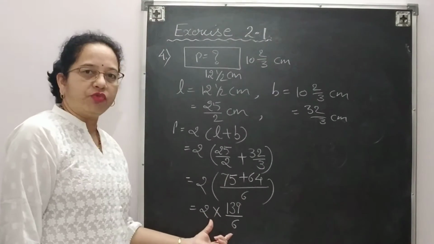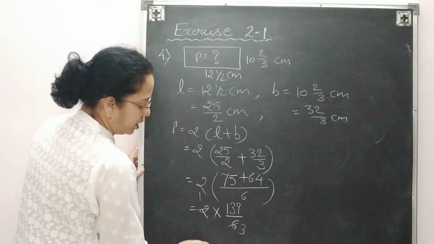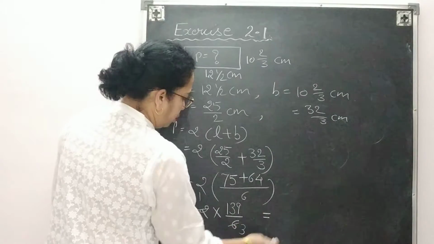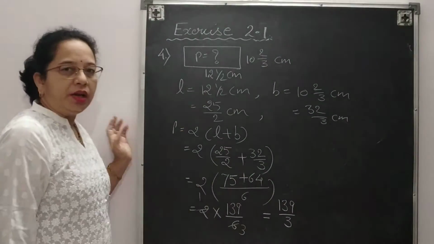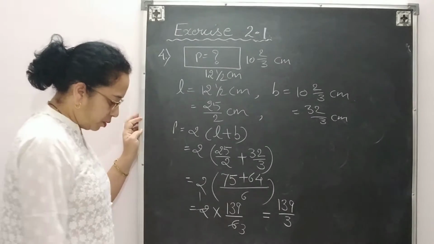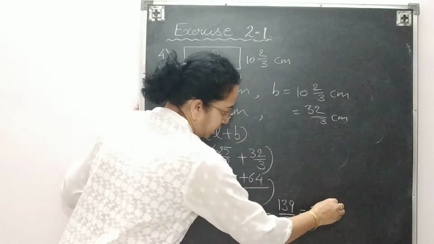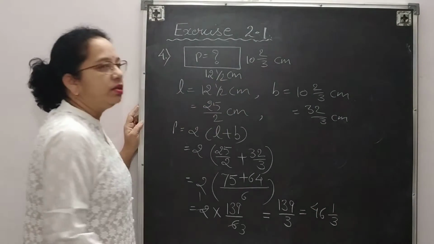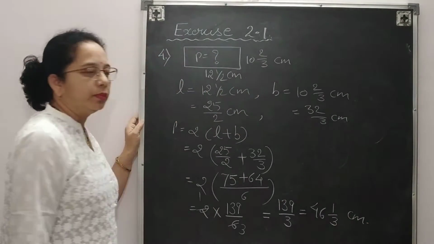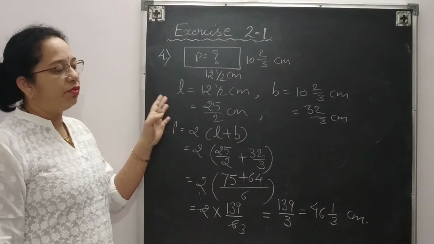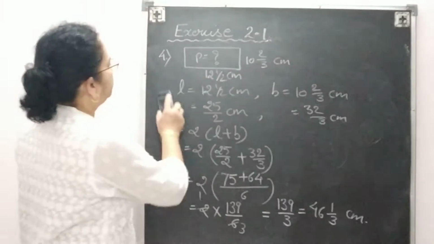Since multiplication of fraction is there, so the first thing you should cut the number. That makes your work easier. So your answer will be 139 upon 3. Now you cannot convert this into simplest form, so we will convert into mixed fraction, and this will give you 46 and 1 by 3, and since unit is given, writing unit is compulsory. So what is the perimeter of the given question? 46 and 1 by 3 centimeter.